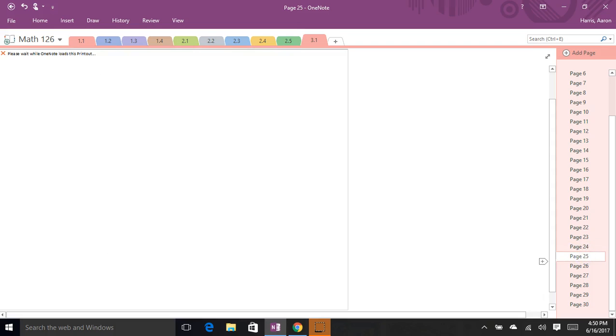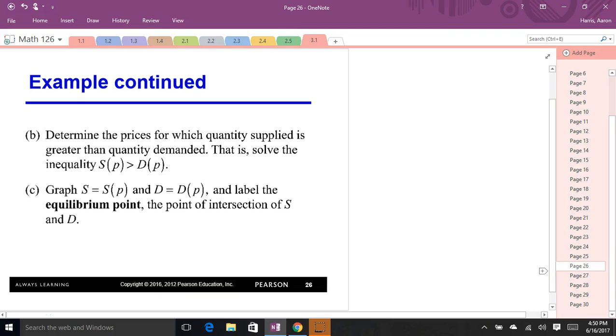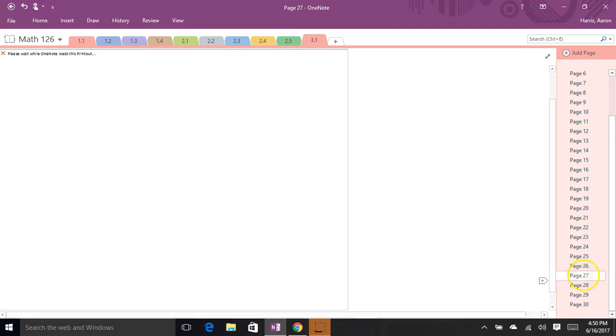Okay, so first of all, the equilibrium price is when the supply meets the demand. And the first part here, what is the equilibrium quantity? The amount demanded at the equilibrium price. And so you would set the two equal to each other and then solve. Find that P and then plug that P back into S of P or D of P. Okay. And then we'll also do these portions here next in just a second.